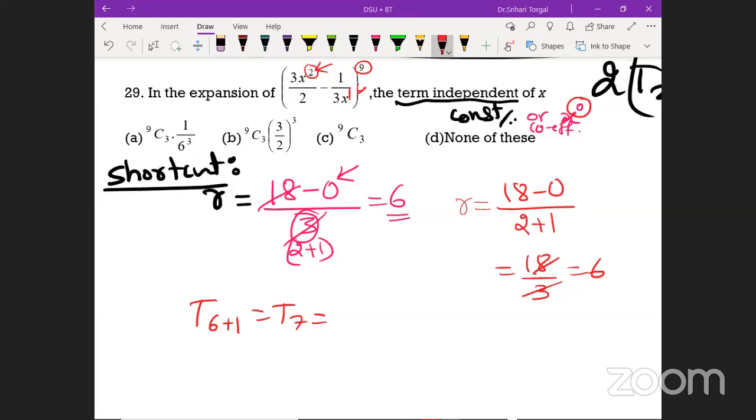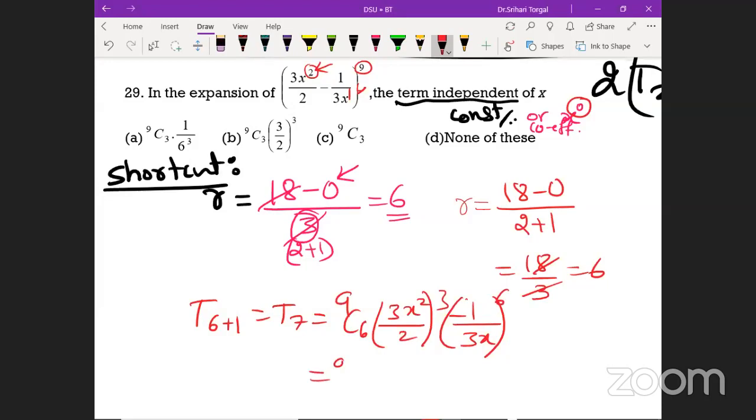Calculate T7. What is T7? It is 9C6, 3x square by 2 whole power 3 minus 1 by 3x whole power 6 only, right?